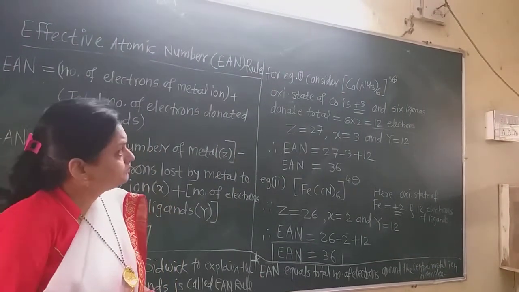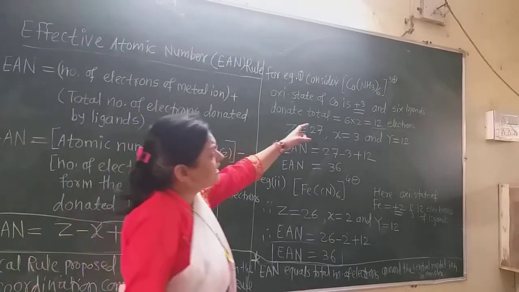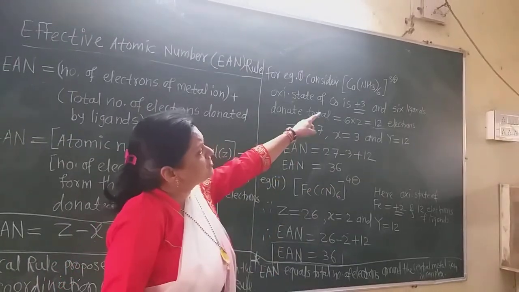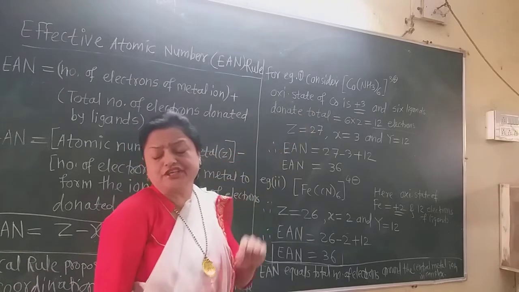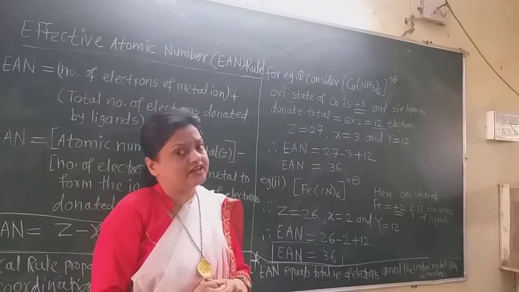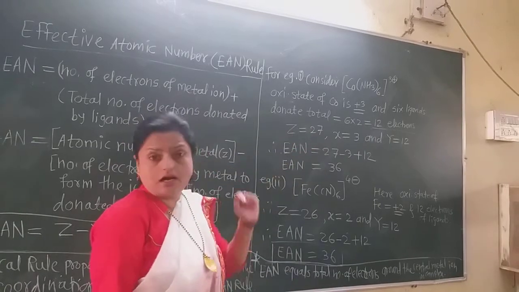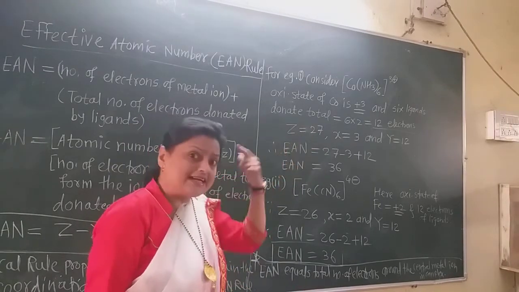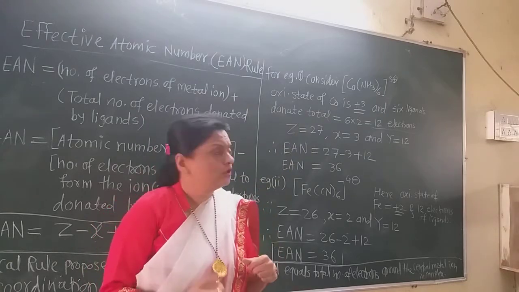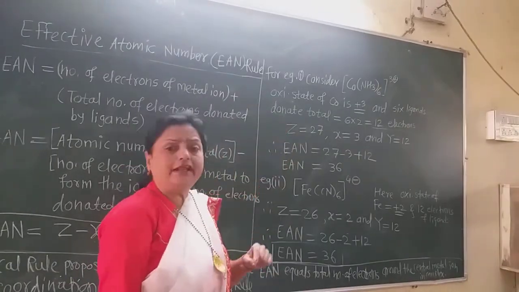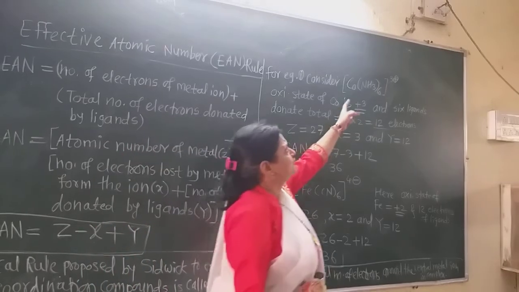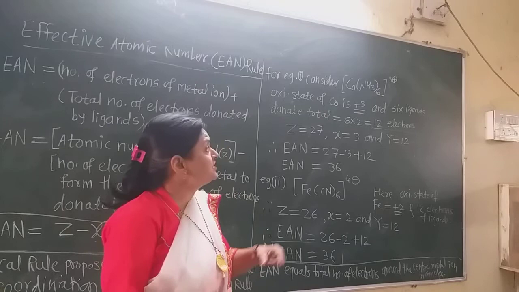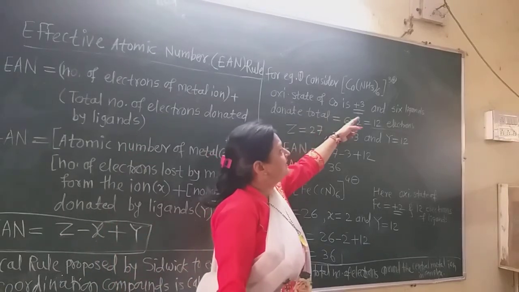Now see here, consider the complex cobalt hexaammine. There is a +3 charge on the coordination sphere. Why is the +3 charge there? These ammonia ligands are neutral ligands, we know that. So the charge on the coordination sphere is the charge of the cobalt ion. So the oxidation state of cobalt here is +3.